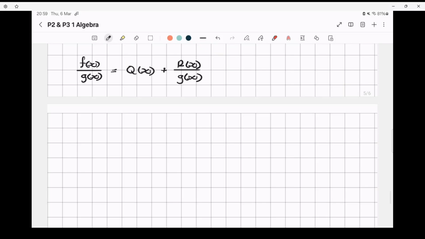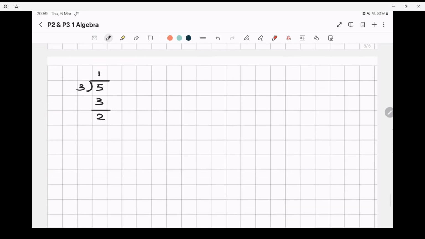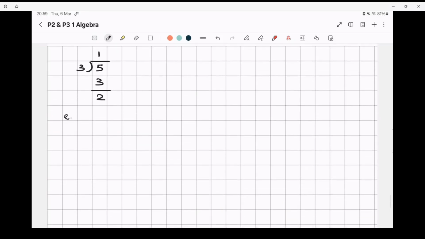The idea for division of polynomial is the same as how you would do long division. For instance, 5 divided by 3. The long division method is that you write the value 1, 1 multiplied by 3 you get 3, and then 2 will be your remainder. The same way, let's look at one example.